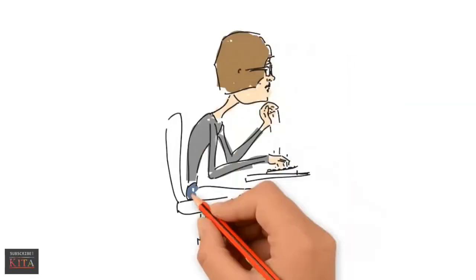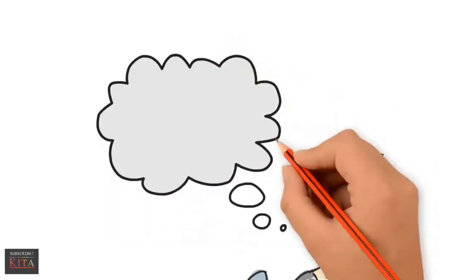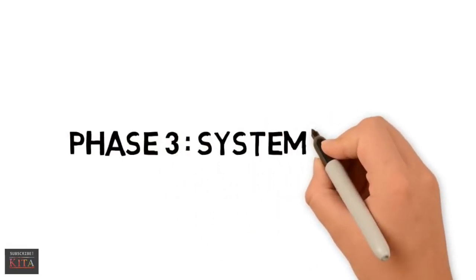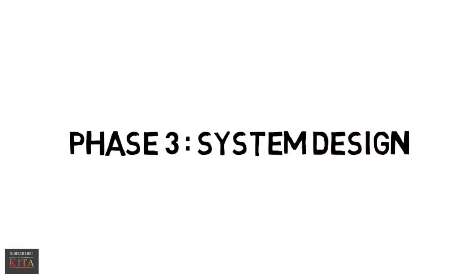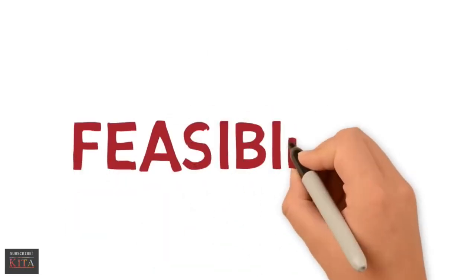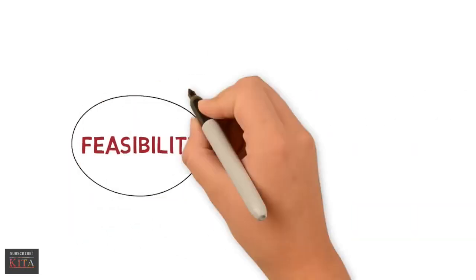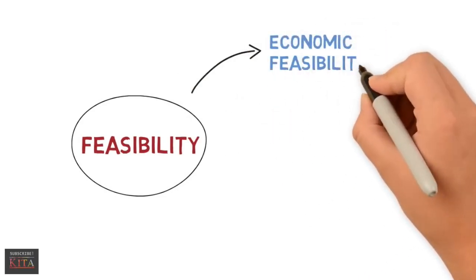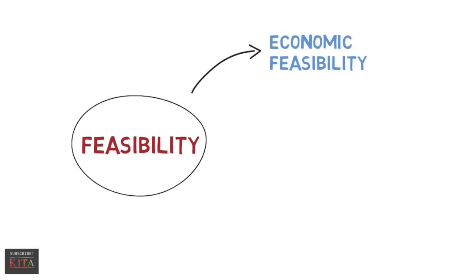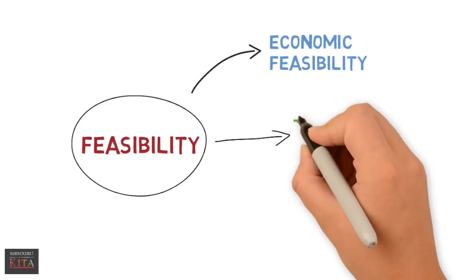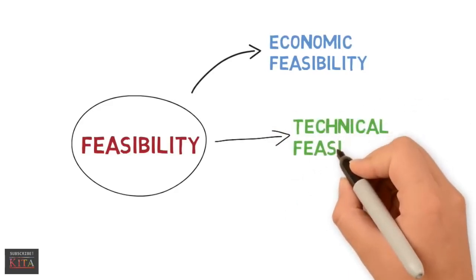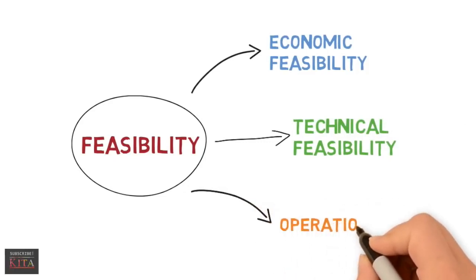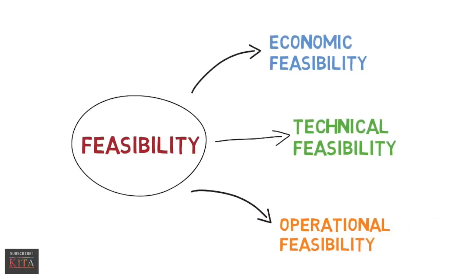Based on the user requirements and the detailed analysis of the existing system, the new system must be designed. This phase is called system design, which is the most crucial phase in the development of a system. In this phase, designing an alternative system is according to 3 types of feasibility. First is economic feasibility, which focuses on cost versus benefit and time for the system to pay for itself. Second is technical feasibility, which focuses on reliability of hardware, software, and available training. The last one is operational feasibility, which focuses on suitability of the system within the organization.